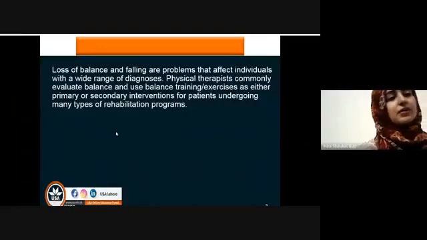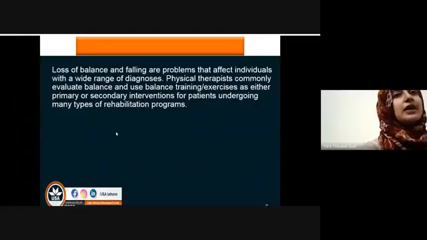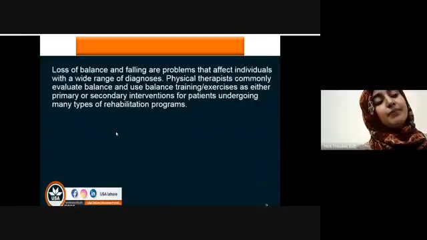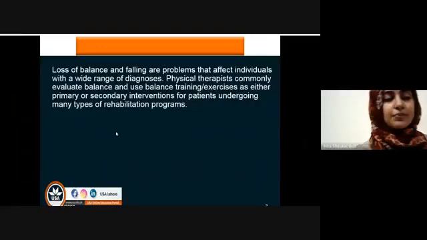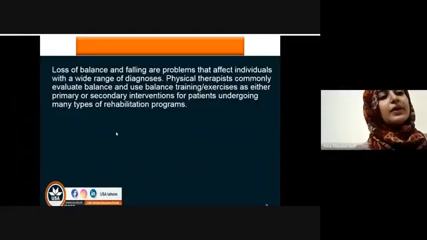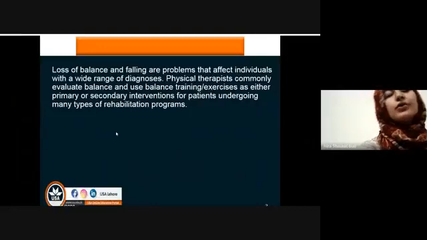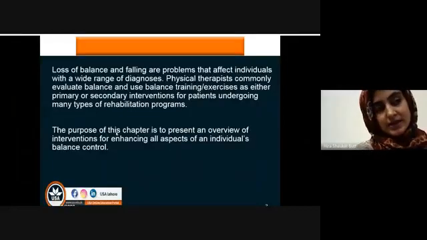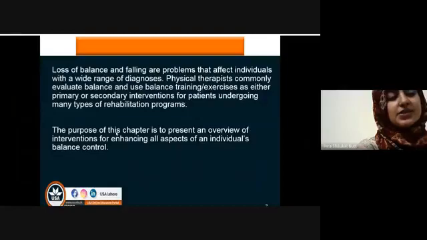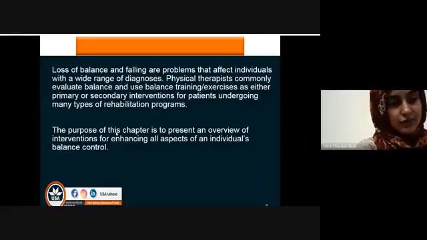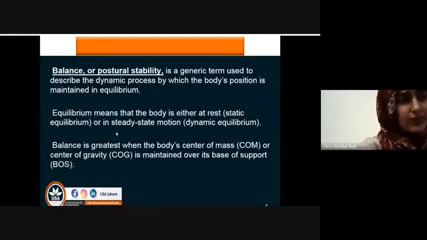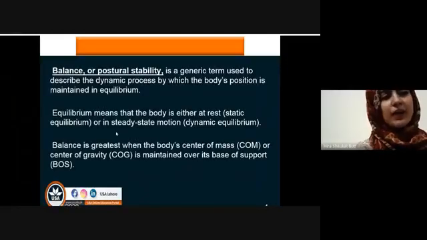If they are presenting to you with any abnormality, any pathology, or any impairment along with the balance impairment, then in the treatment or the rehabilitation program, how can you incorporate some balance exercises? So the purpose of this chapter is to present an overview of interventions for enhancing all the aspects of the individual's balance control. So first of all, let's see the definition of balance.